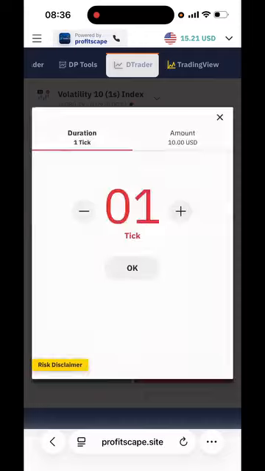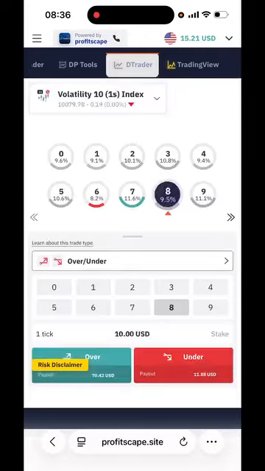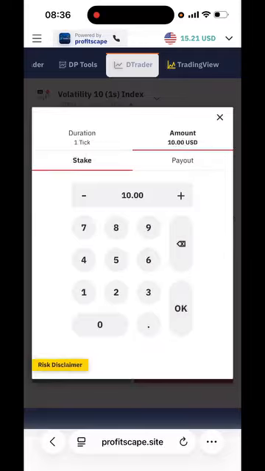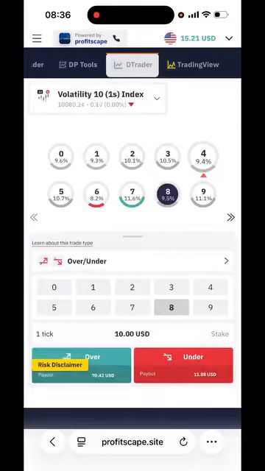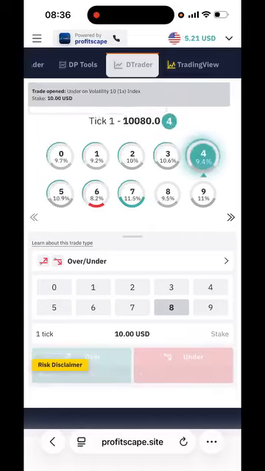So my number of ticks is reduced to 1. That's a primary rule. Since I have a $15 account, I'm going to go with $10 as my first stake. Let me count the number of ticks. I'm watching for dominance on 0 to 7 before going under. So that's my first move.